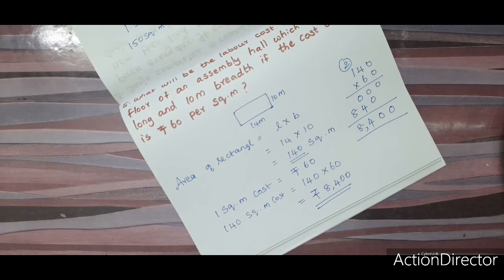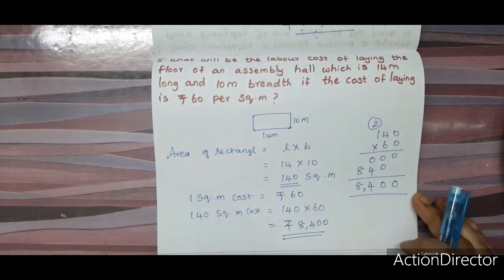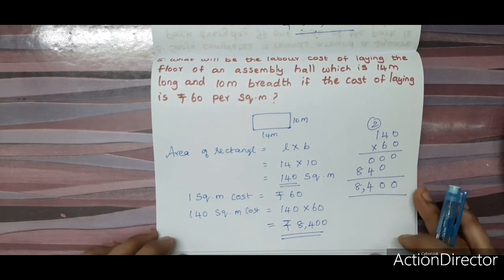Okay, understood? I think you have understood everything. If you know the formula, you can do it very easily. Okay, children, if you have any doubt, you can ask me in the Zoom class.